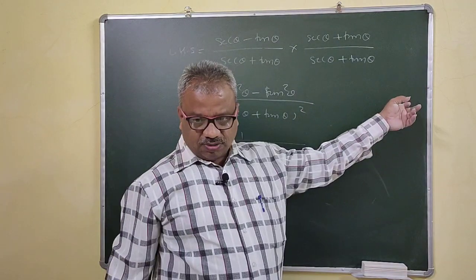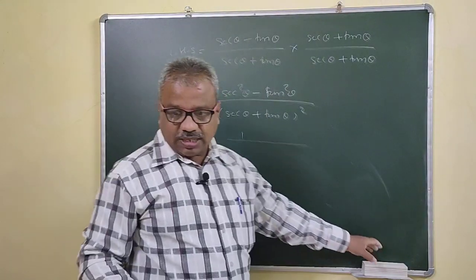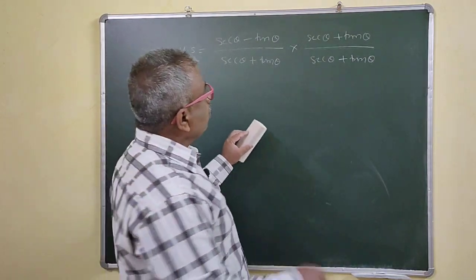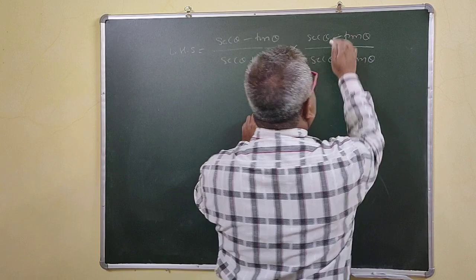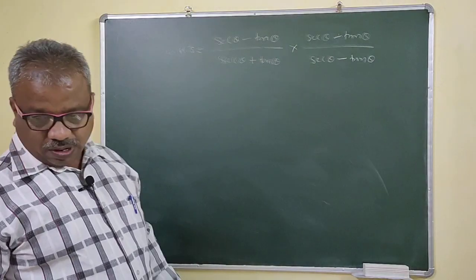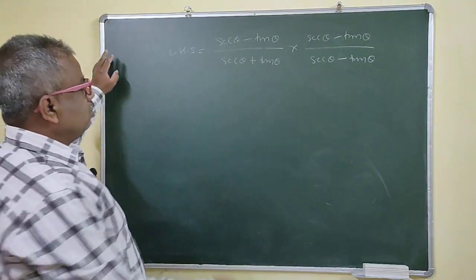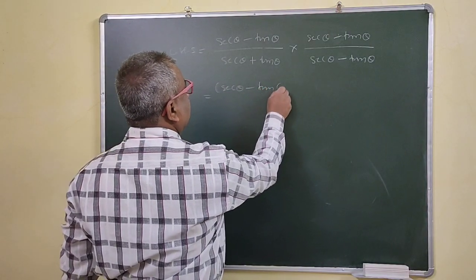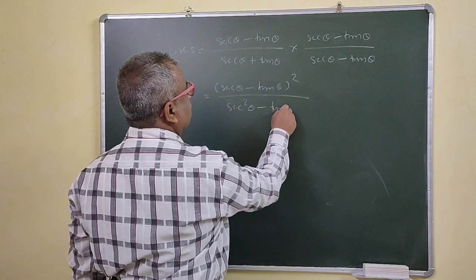Because you don't want this denominator; it will be in 2 terms, and you want the denominator as a single term. That means you have to rationalize the denominator here, so we multiply by the minus sign. Don't rationalize the numerator now. So what we get is sec theta minus tan theta, bracket square, upon sec square theta minus tan square theta.